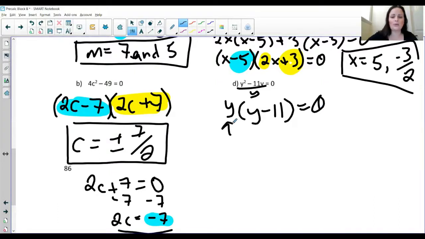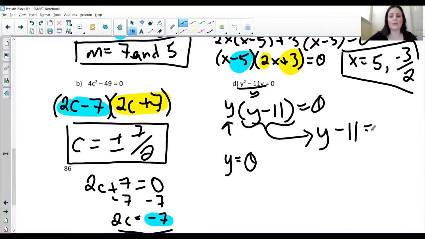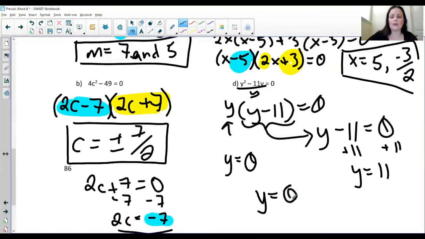This y could equal 0, or this whole thing, y minus 11, could equal 0. And it's just like the factor brackets. You're going to add 11 to both sides, and you're going to get y equals 11. So the two solutions to this one are 0 and 11.